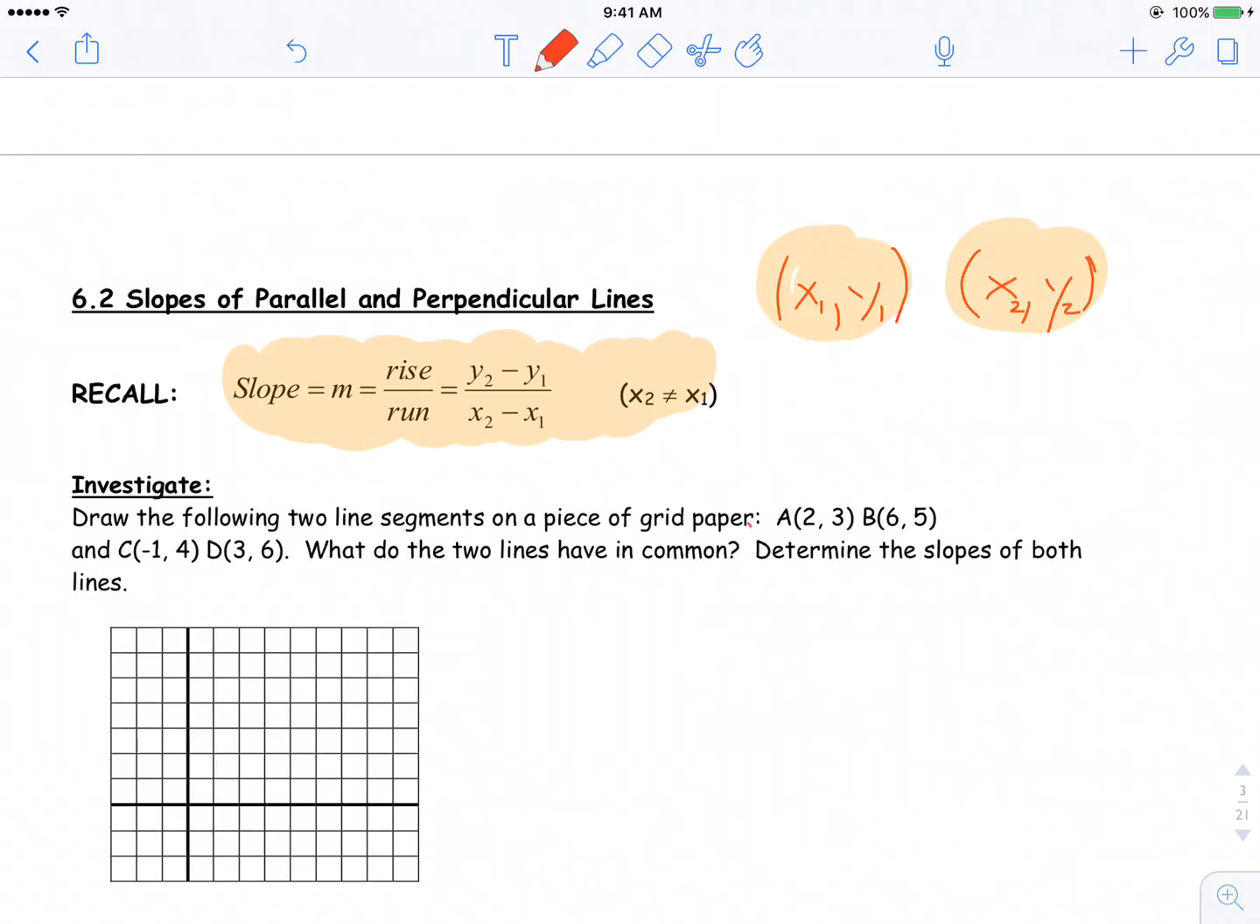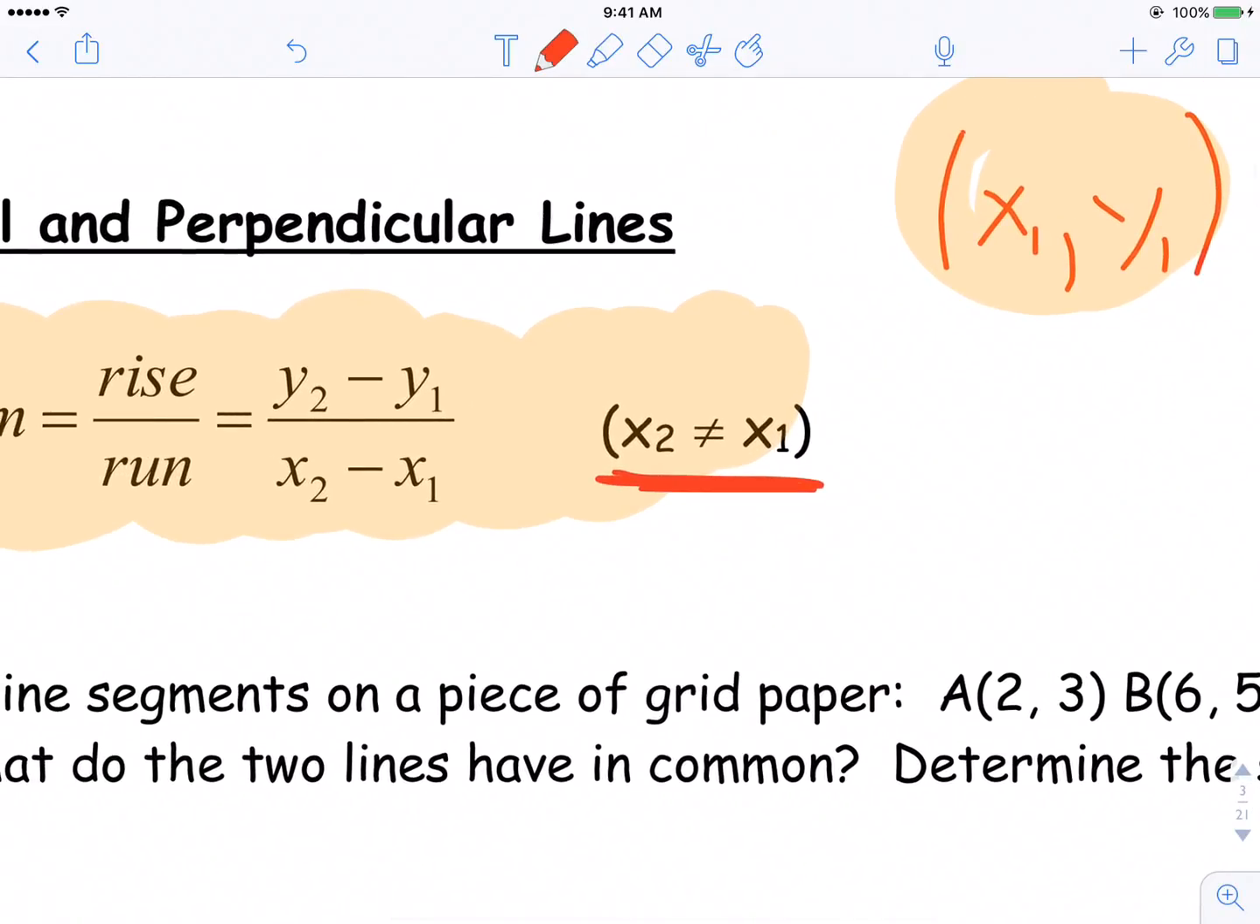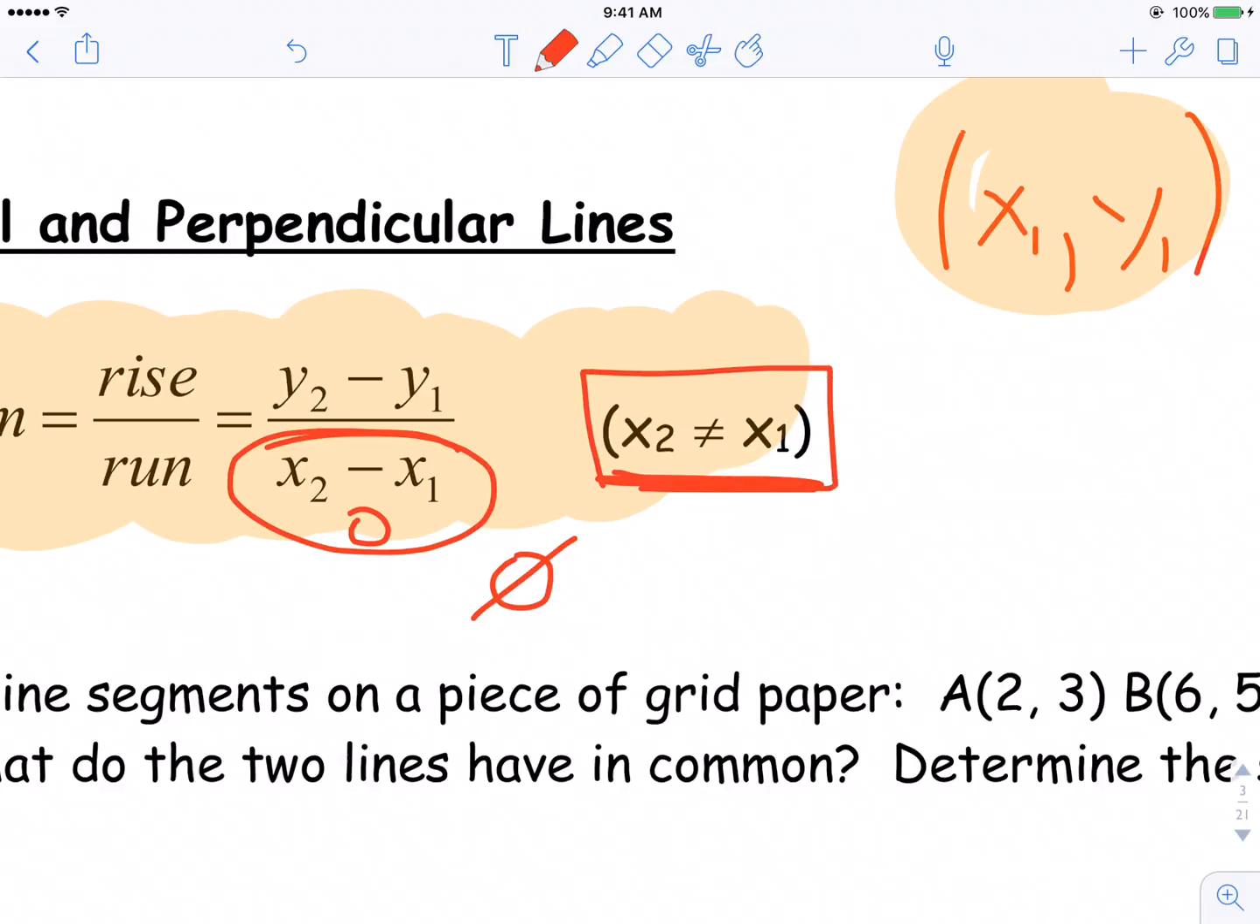Now this little part over here, this x2 cannot equal x1 thing, we have to say that because we can't have this denominator end up equaling 0. Because we can't divide by 0, we get what's called undefined. So if x2 actually equaled x1, then x2 minus x1 would equal 0, and we can't divide by 0, we get an empty set. So we have to give you this little extra rule. I'm not going to expect that you remember that extra rule, just know that you can't divide by 0. It's just one of those things.